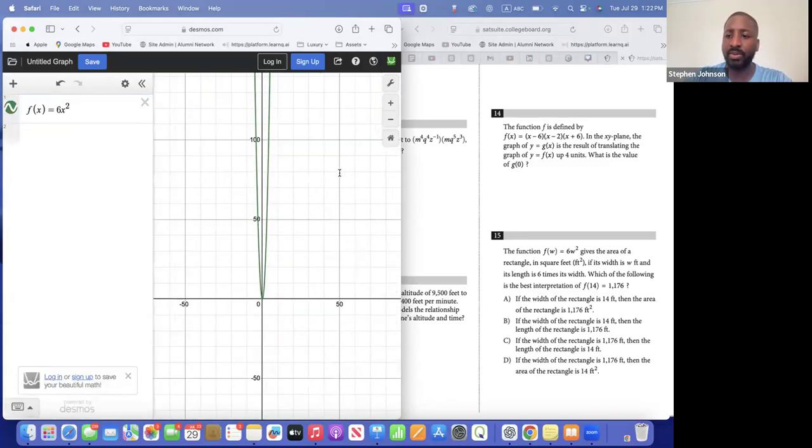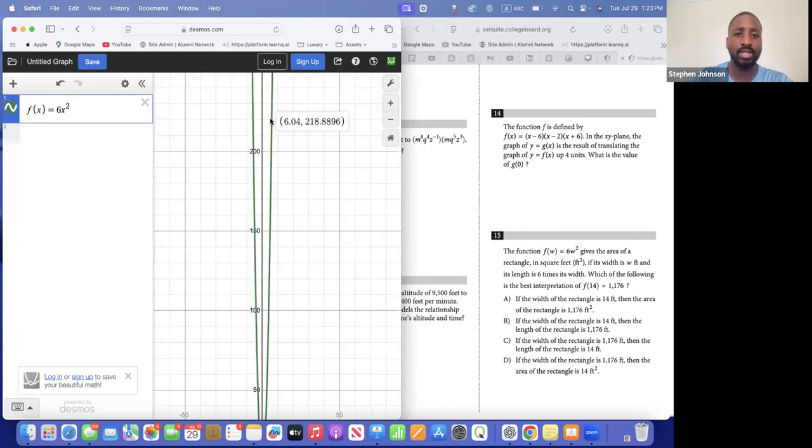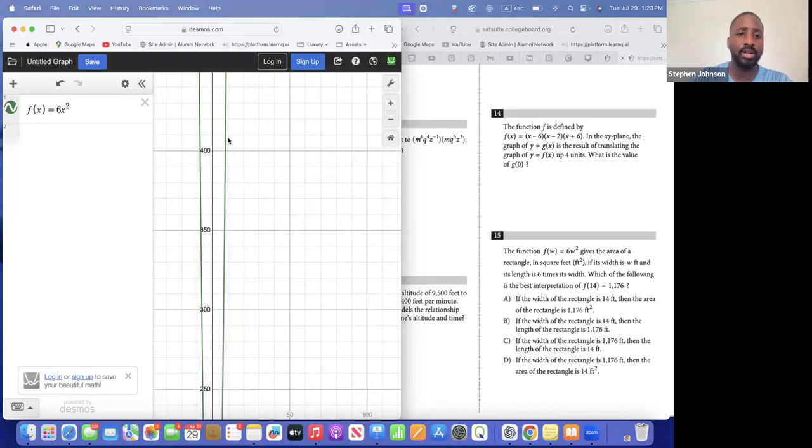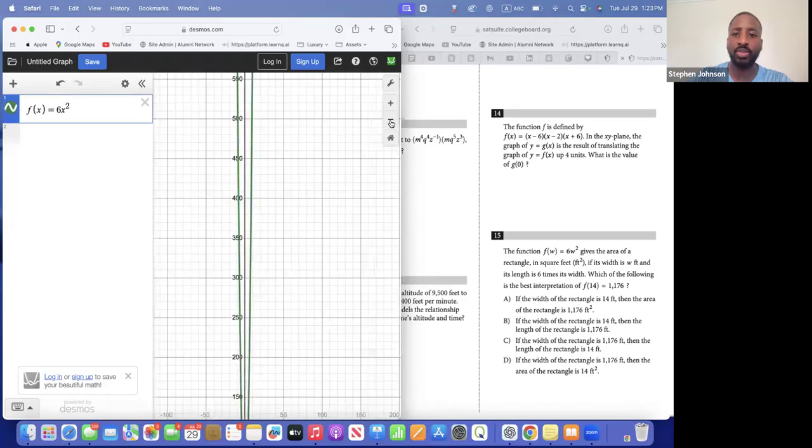So the function f of w equals 6w squared gives the area of a rectangle in square feet if its width is w and its length is 6 times its width. Which of the following is the best interpretation of f of 14 equals 1,176? All right, so again, I graphed it. I don't think Desmos is all that helpful here. I do know that it's asking for f of 14. I could go and find that. I'm pretty sure that it's just going to be exactly what they said it was, which is the 1,176 number, which is way up here. So I'm not going to waste my time doing that.